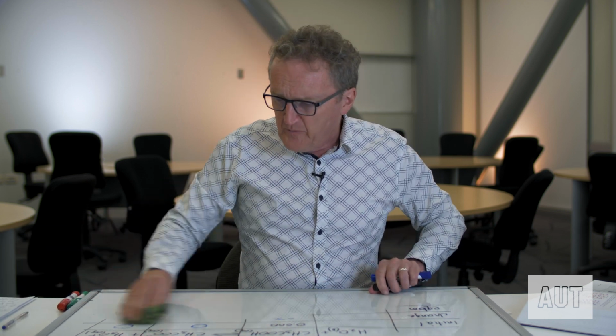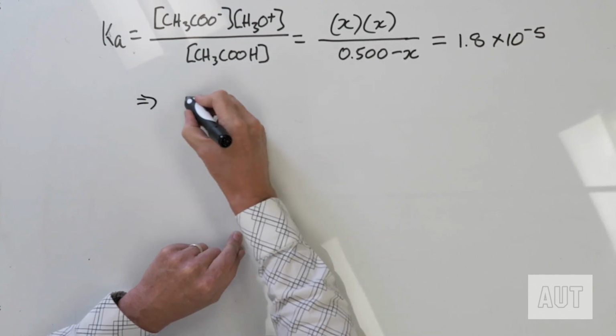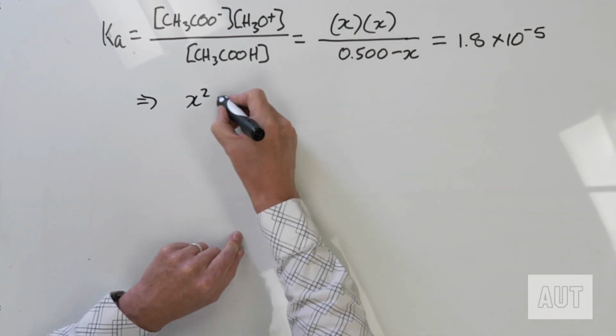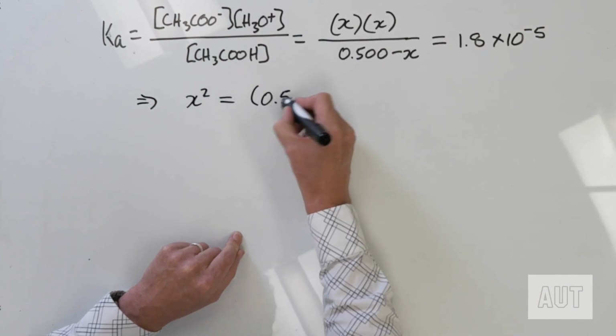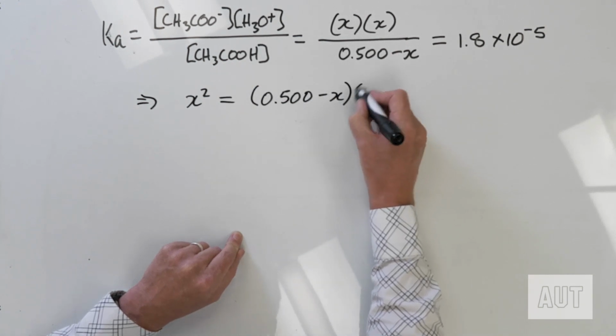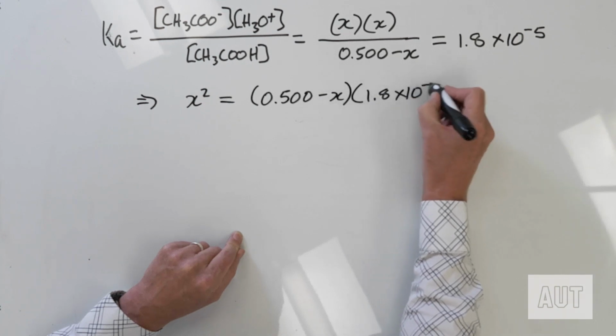So let's get rid of this now. That's served its purpose. And let's then solve this. So as we saw with our calculations on equilibrium systems, this looks very much like a quadratic equation, and in fact it is. So we can say, therefore, x squared, x times x is x squared, is equal to 0.500 minus x multiplied by 1.8 times 10 to the minus 5.